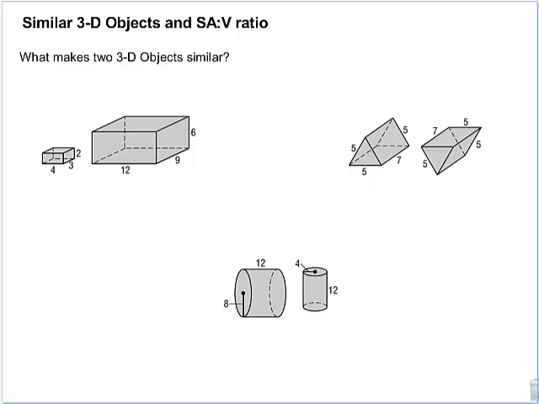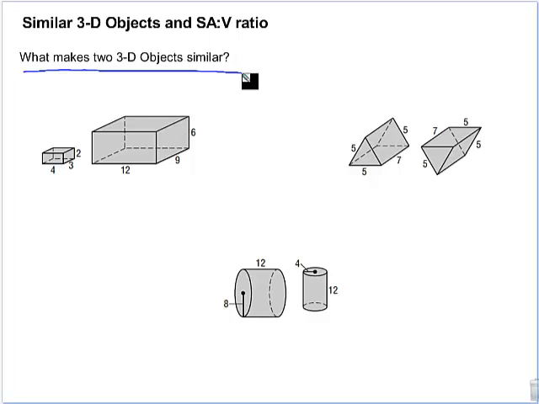Today for geometry, we will be discussing similar three-dimensional objects and the surface area to volume ratio. For starters, we're going to discuss what makes two three-dimensional objects similar. Well, the way we found out if two-dimensional objects were similar was if they had the same ratios between the corresponding sides. And that is the exact same way we find out if three-dimensional objects are similar.